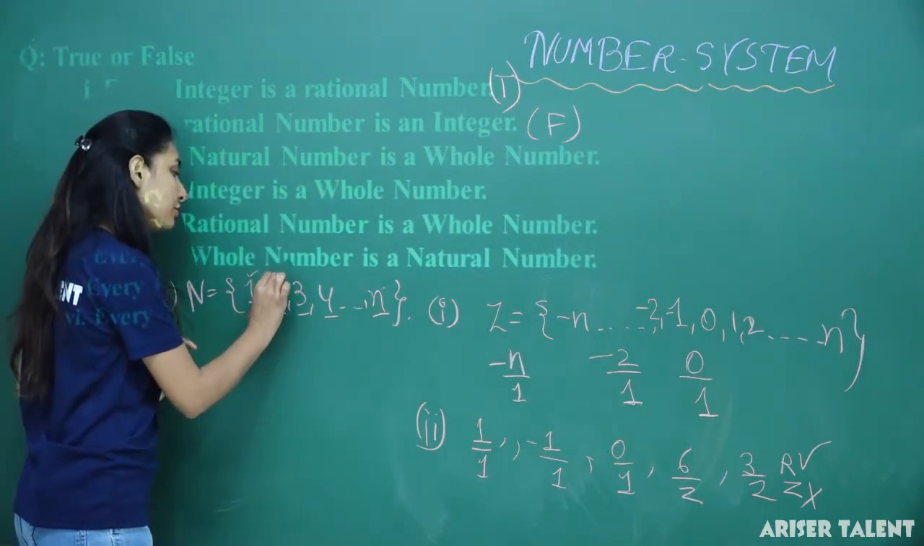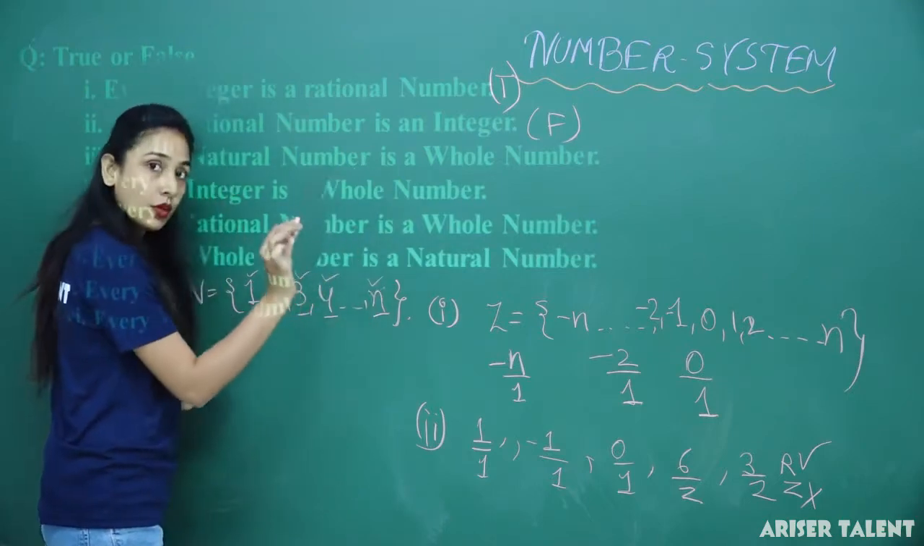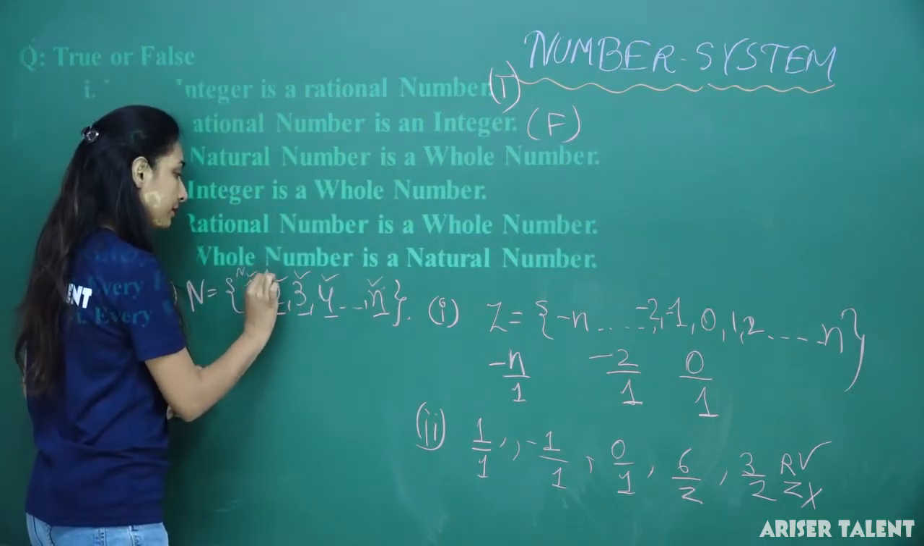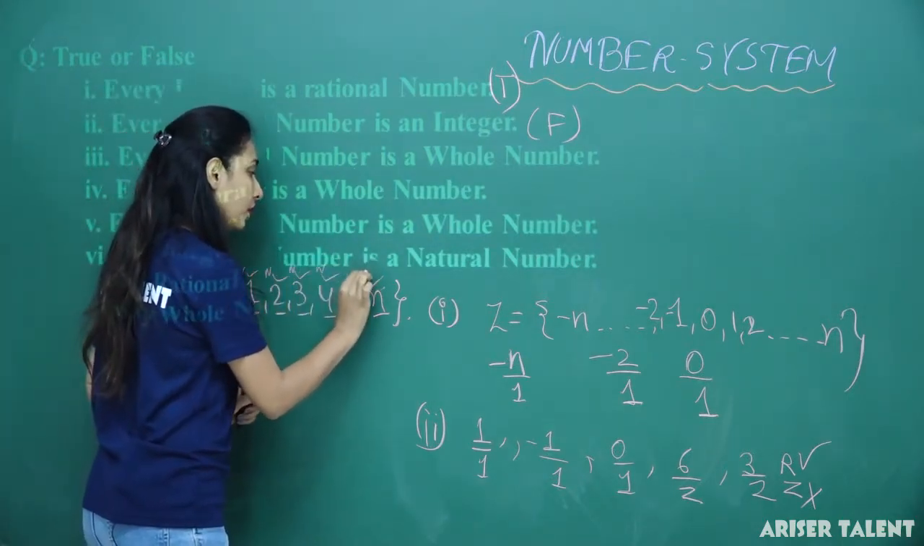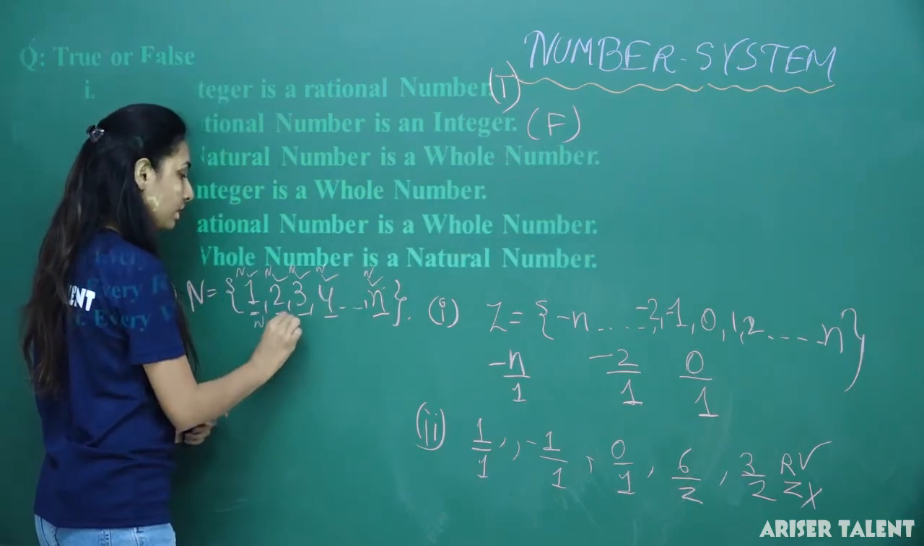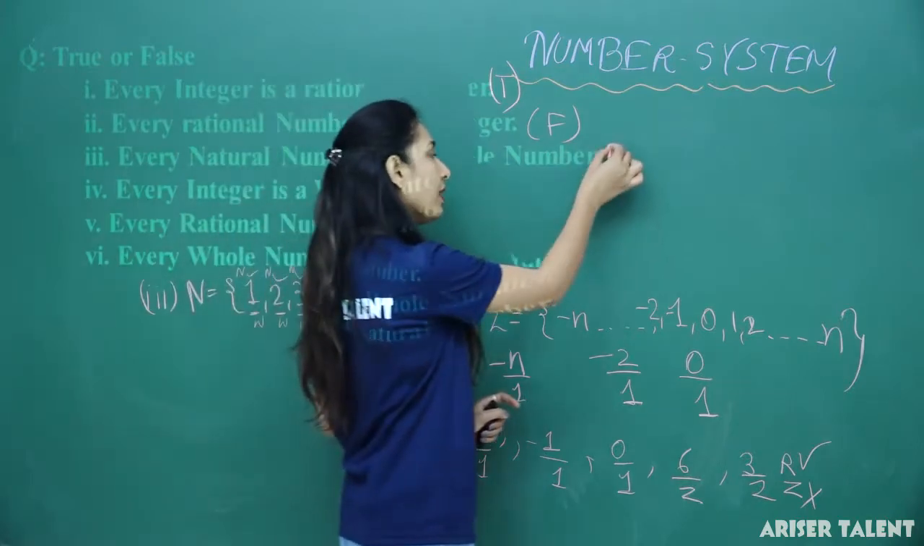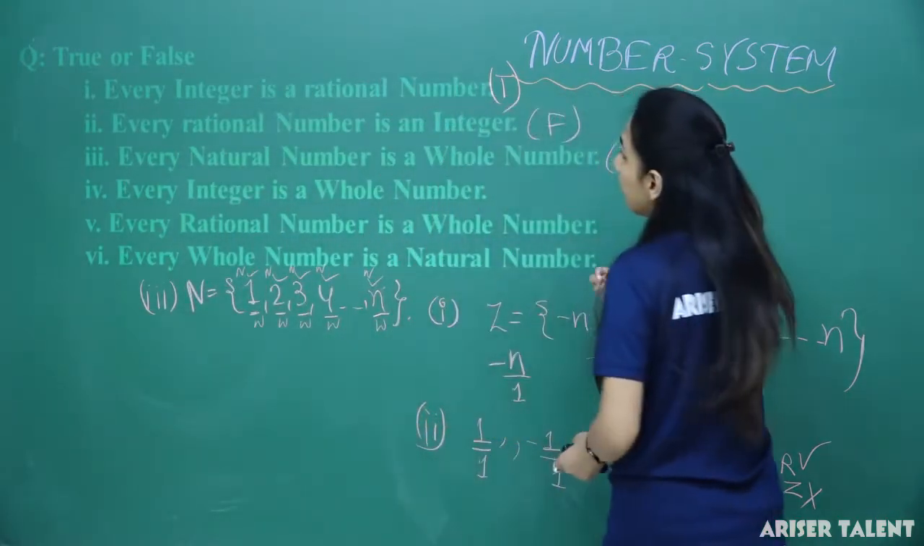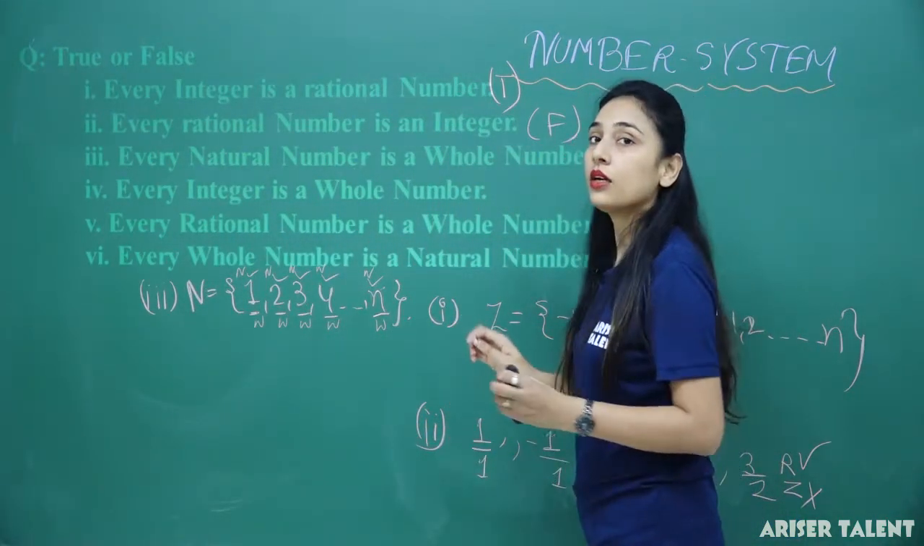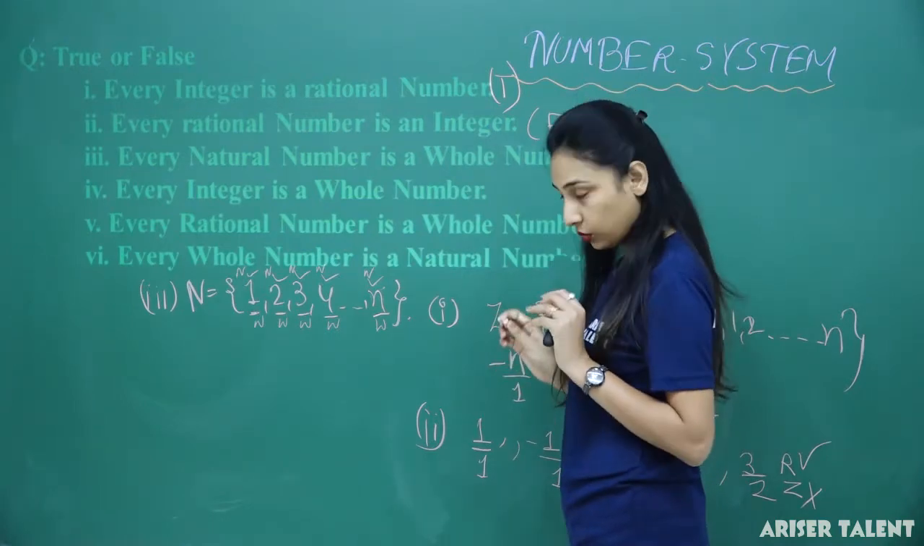These are all natural numbers. And if I talk about whole numbers, this is a whole number, this is a whole number, this is a whole number, this is a whole number, this is a whole number. That means it is a very, very true statement to say that every natural number is a whole number.